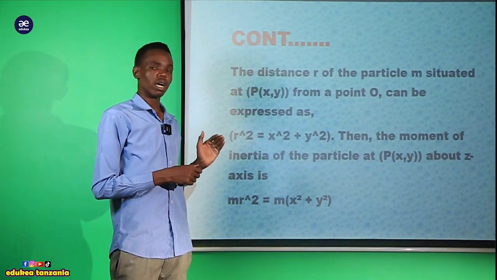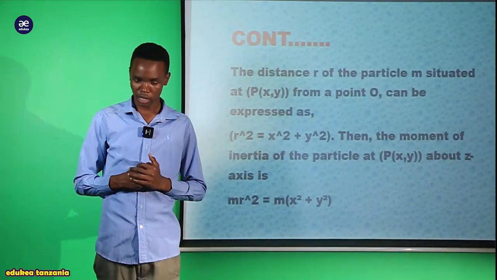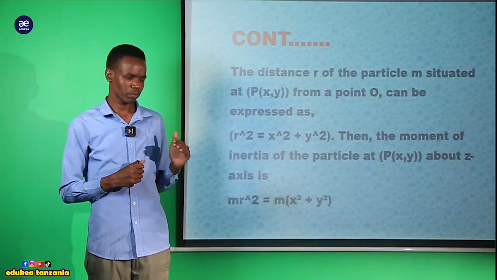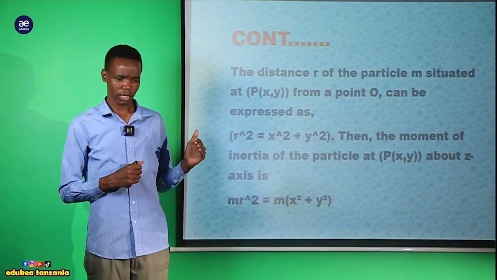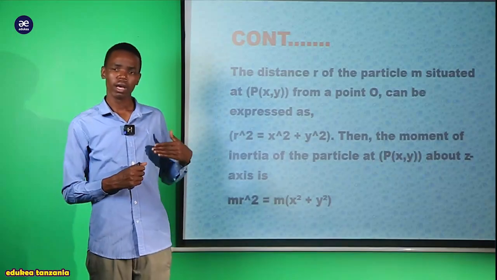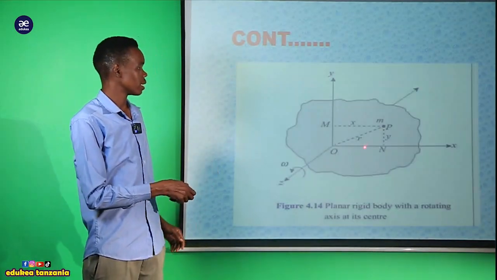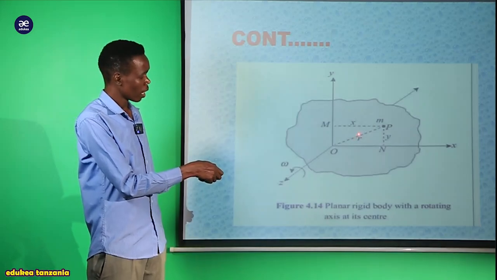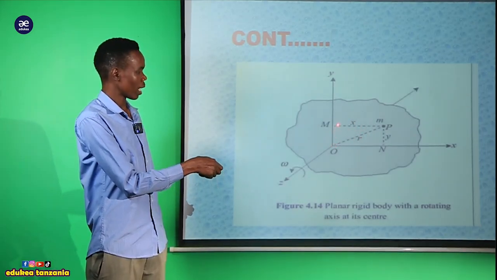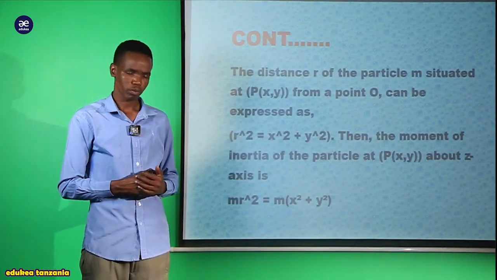We could say that r square must be equal to x square plus y square. But here we use the concept of the Pythagoras theorem. Tumetumia concept ya Pythagoras theorem kwamba a square plus b square is equal to r square. But here the resultant is r. Now we could say that r square must be equal to x square plus y square, as we try to see here.